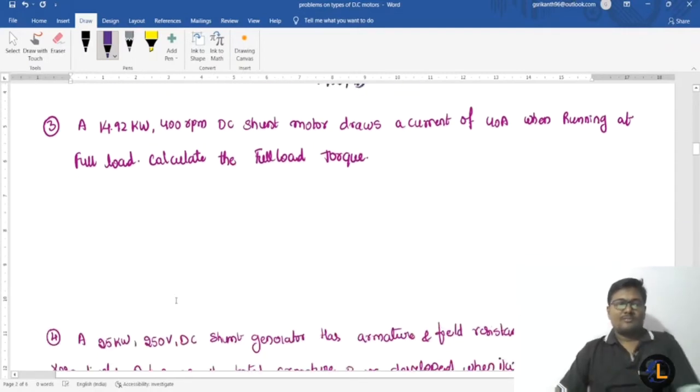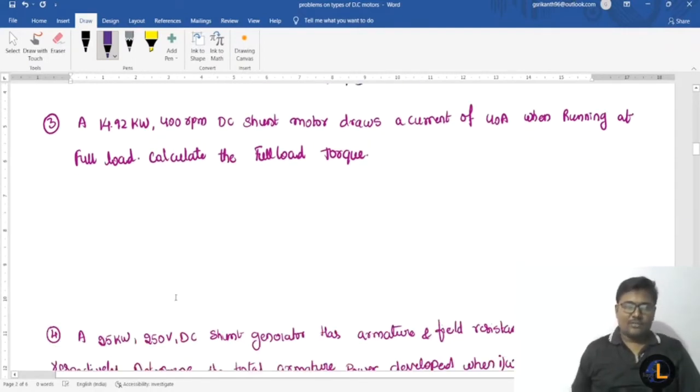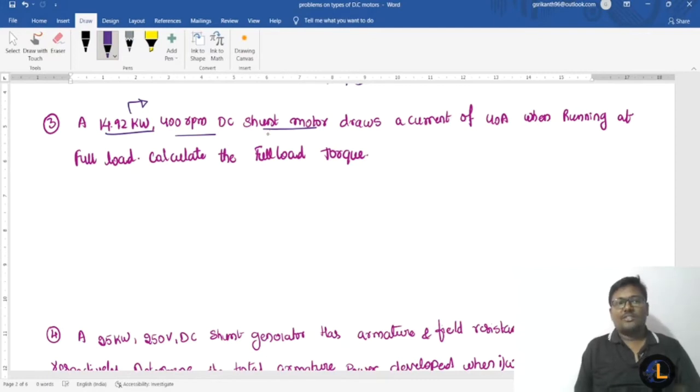The next problem, a 14.92 kilowatts 400 RPM DC shunt motor draws a current of 40 amperes when running at full load. Calculate the full load torque.